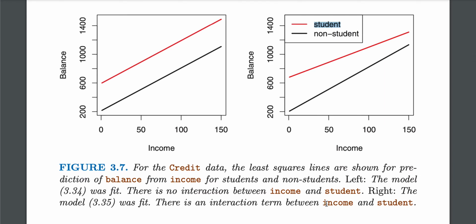So if there's an interaction term between income and student, then it's as if you're fitting two lines with different intercepts and different slopes.